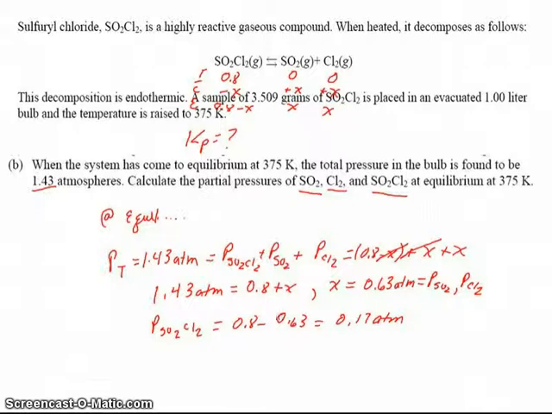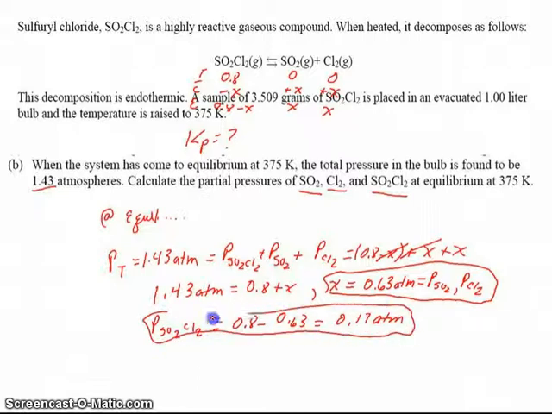And so that's part B. These two are both equal to 0.63, and the sulfuryl chloride is equal to 0.17. Part C then wants us to write the value for the equilibrium constant for the decomposition of sulfuryl chloride. Then it says calculate the value of the constant you've given and specify units.